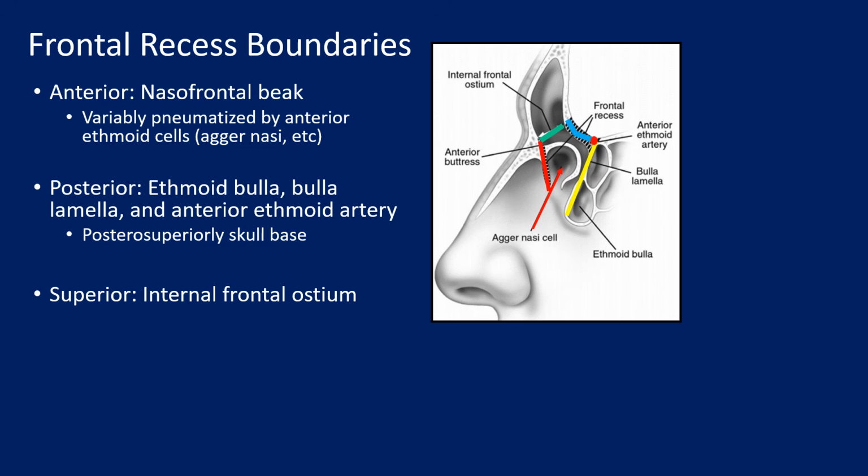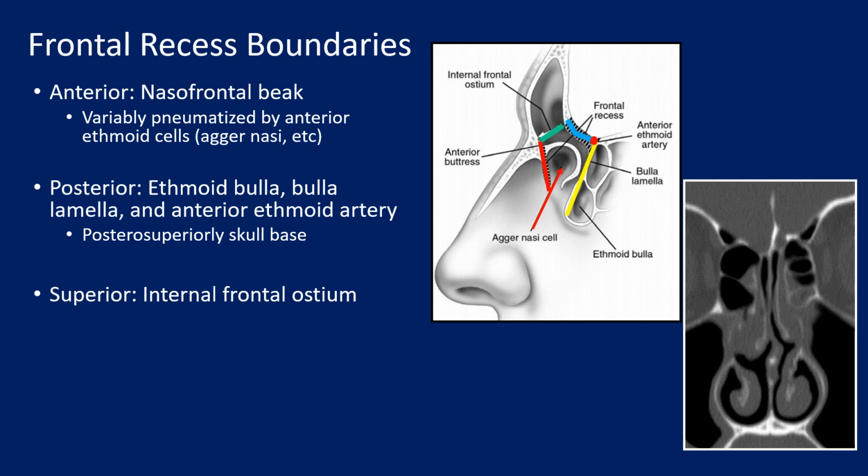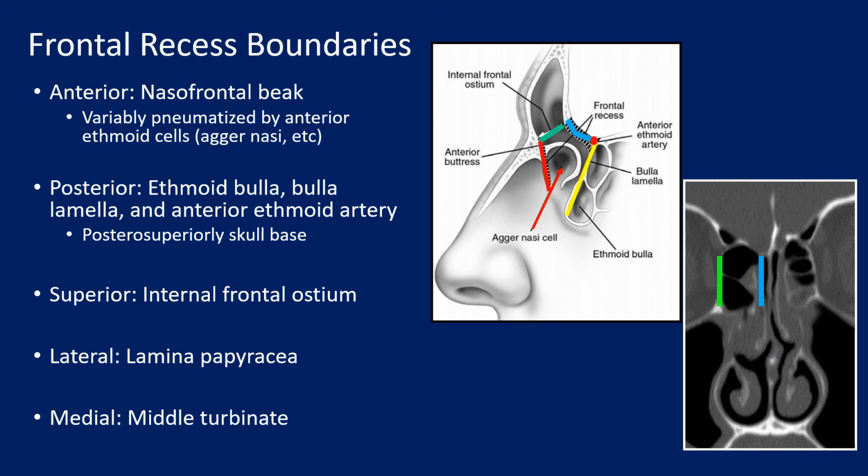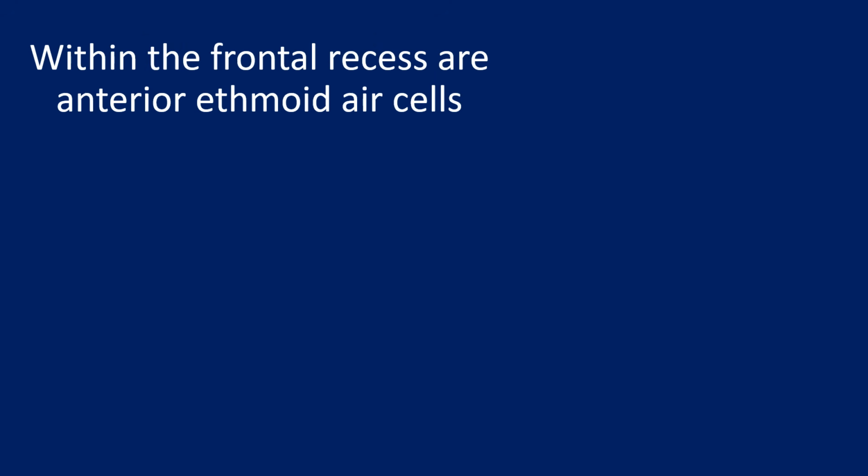Okay, so then superiorly, you have the hourglass waist of the internal frontal ostium, which is the narrowest dimension between the nasofrontal beak and the skull base. That's a simple way to think of it. All right, and then medial and lateral are the lamina papyracea and middle turbinate. So within this box is where you perform a Draf 2A frontal sinusotomy, which Dr. Yu is going to talk about.